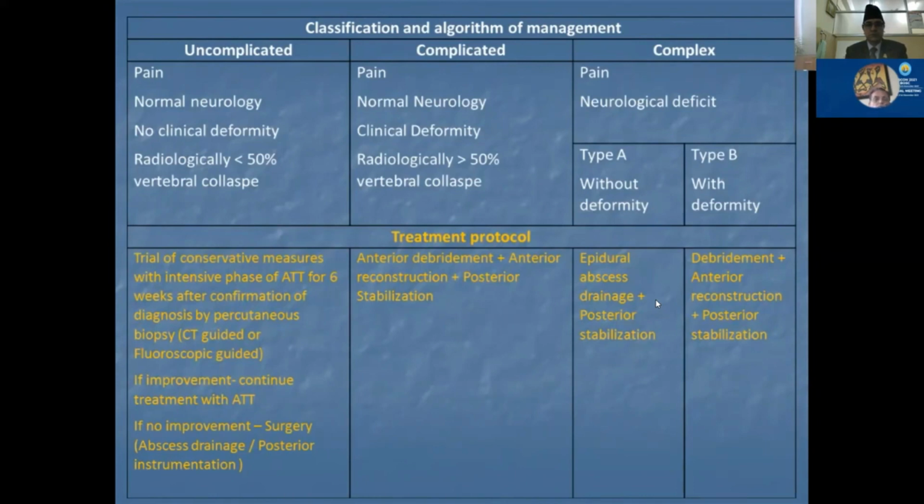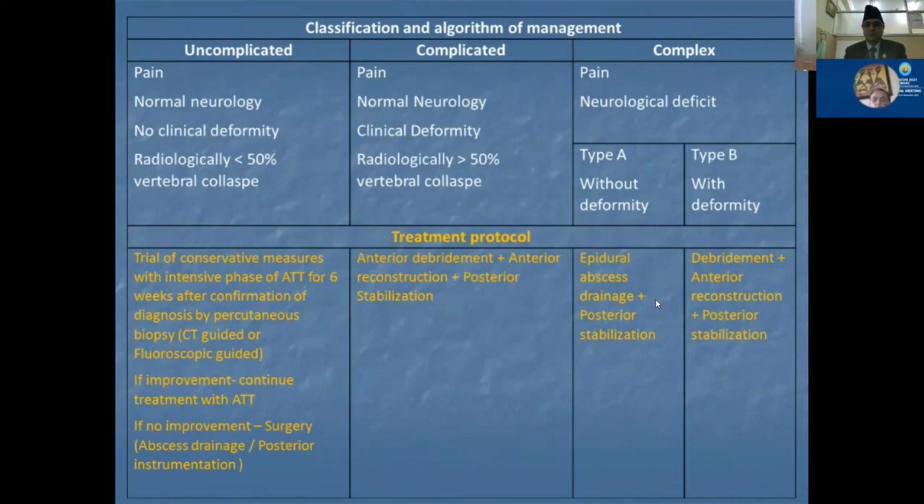In such conditions, a trial of conservative treatment for 6 weeks is given. If it is not responding, then simple abscess drainage or posterior instrumentation would suffice. If there is a deformity, obvious clinical deformity, then in such conditions, anterior debridement and anterior reconstruction with posterior stabilization is recommended. In complex, the patient will have a neurological deficit with or without deformity.